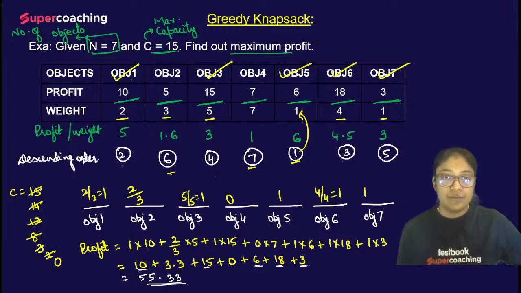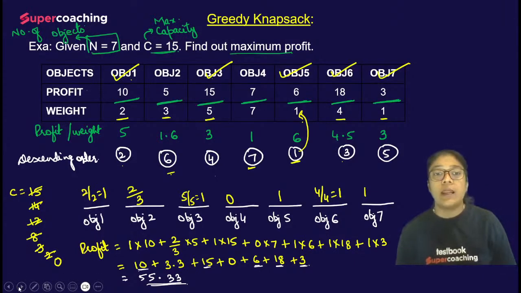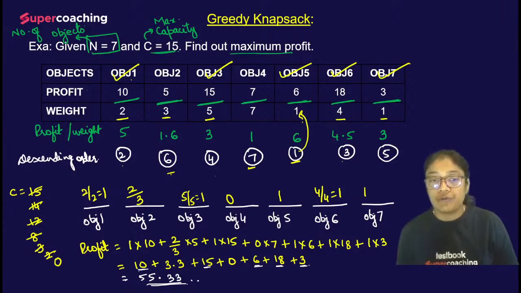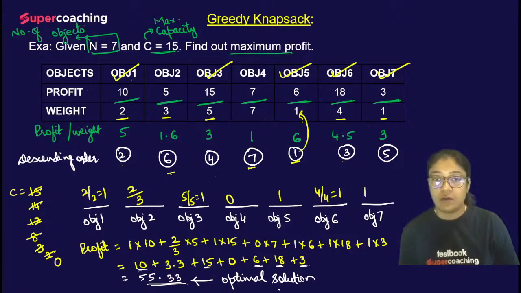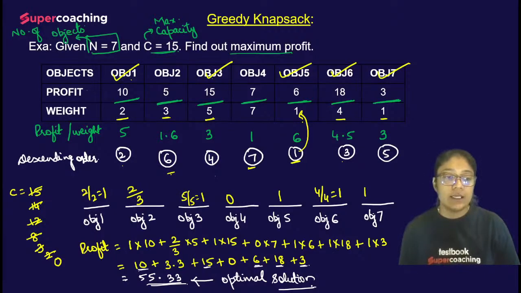Is this clear? I hope the algorithm is clear now. There are just 3 steps. You just have to follow those steps and you will end up with the optimal solution. So 55.33 is the optimal solution. Is it clear?